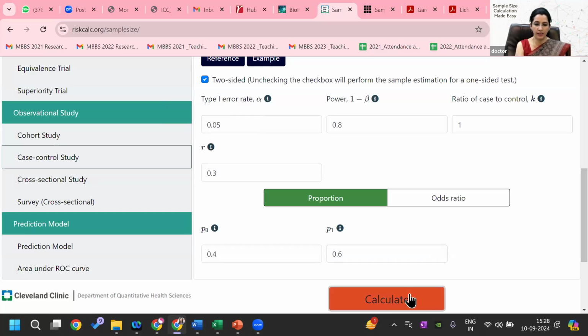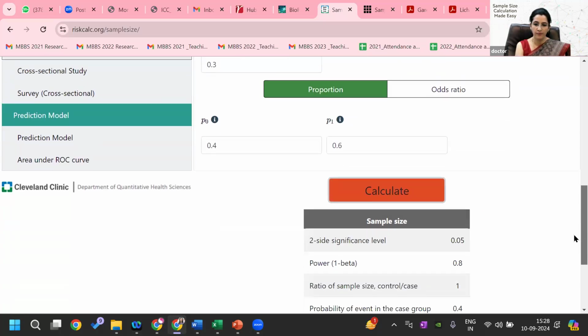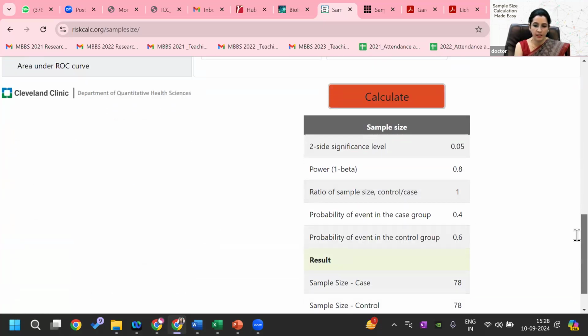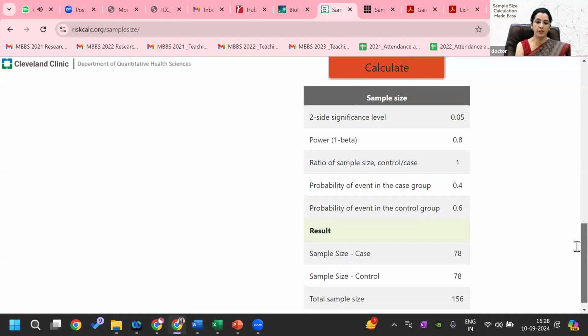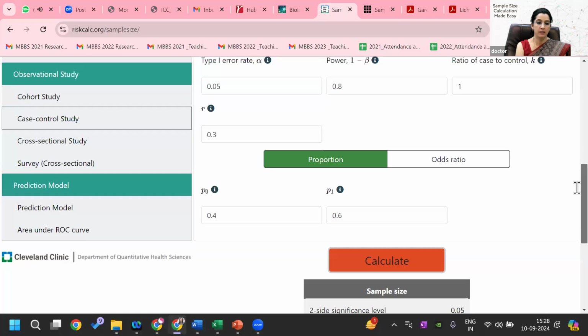If you calculate using this formula, you can see that if the proportion in one group is 40% and in the other group it is 60%, then you need 78 cases and 78 controls, if the correlation coefficient between the two is 0.3. If you don't use this formula for a matched case control, then what will be the sample size? You can see the difference.